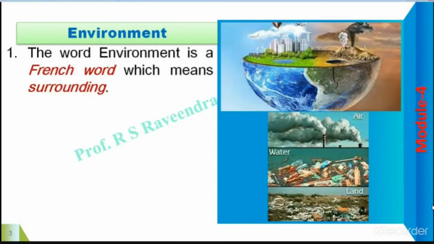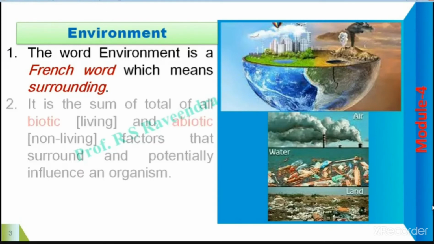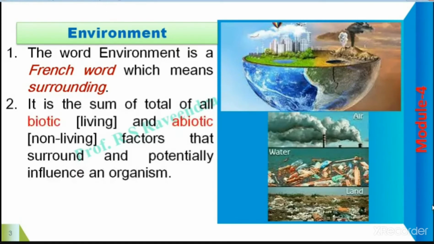What is environment? It is actually a French word which means surrounding. That is, the word environment is derived from the French language, which means surrounding. It is a sum total of all the biotic and abiotic factors. Biotic means including the human beings. All the living things are the biotic community, and the abiotic community means the non-living things, which may be atmosphere or lithosphere or various air, water, etc. That surround and potentially influence an organism. That is the meaning of environment.